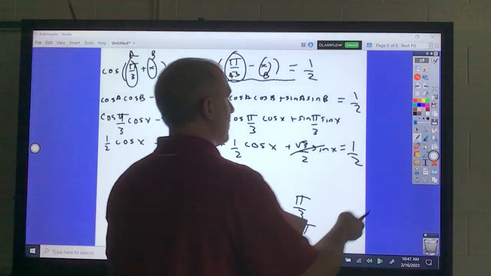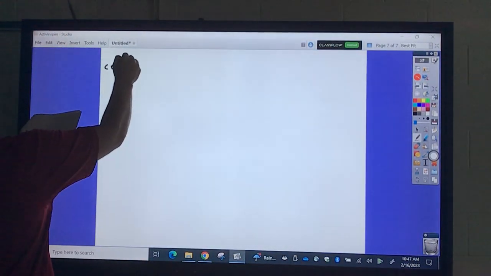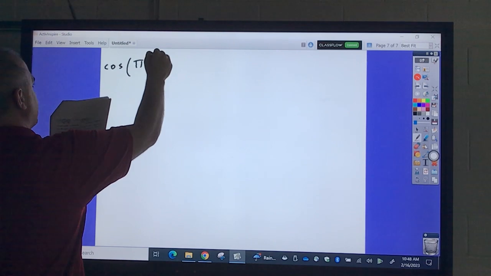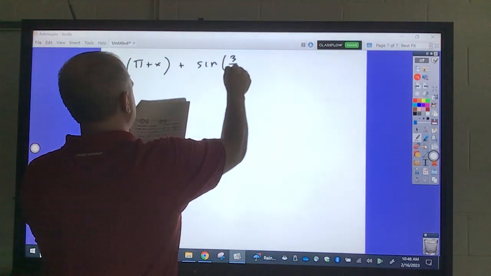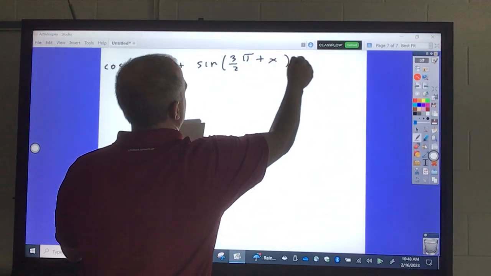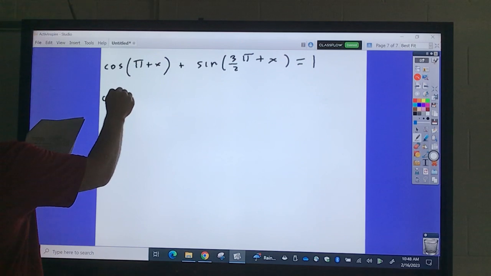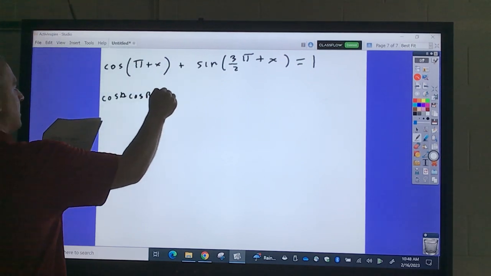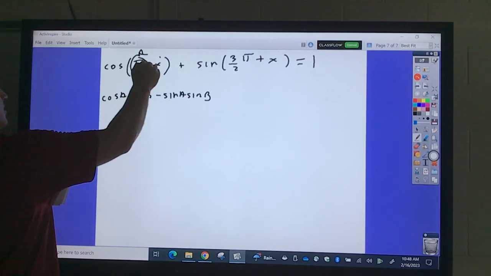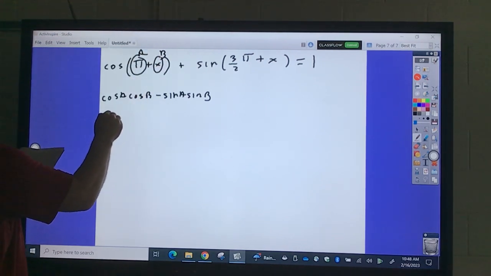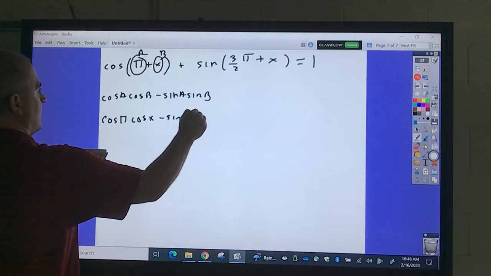Okay, let's do another example. Let's say I got cosine of pi plus x, plus sine of 3/2 pi plus x, equaling 1. This formula is cosine A, cosine B, minus sine A, sine B. So this is my A, this is my B. So I got cosine of pi, cosine of x, minus sine of pi, sine of x.